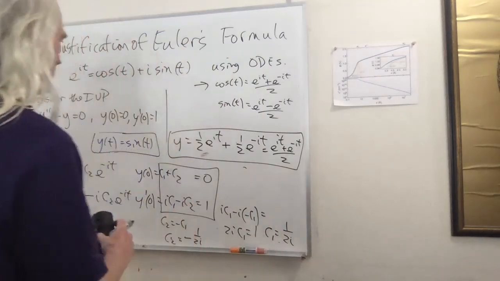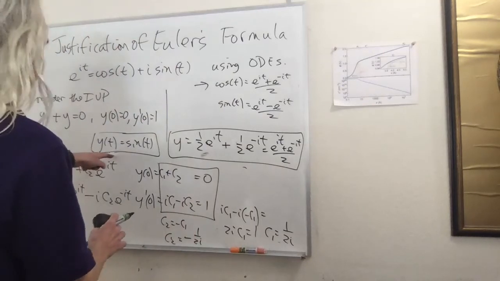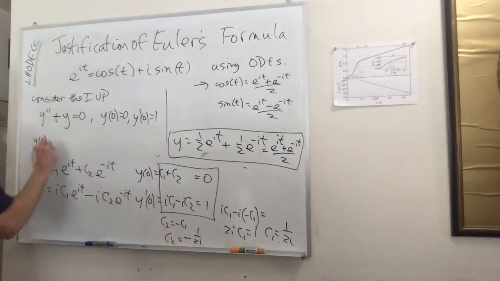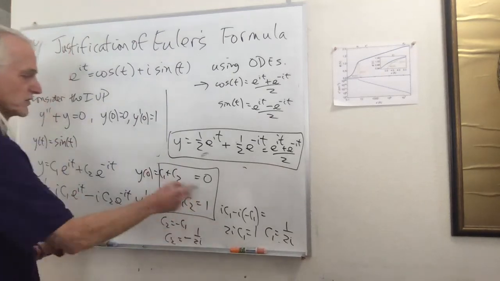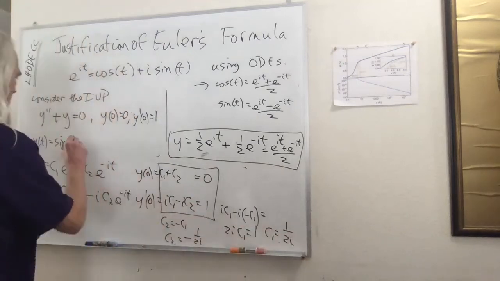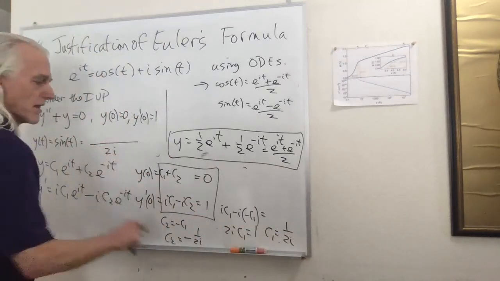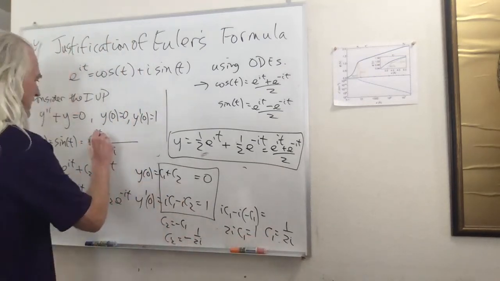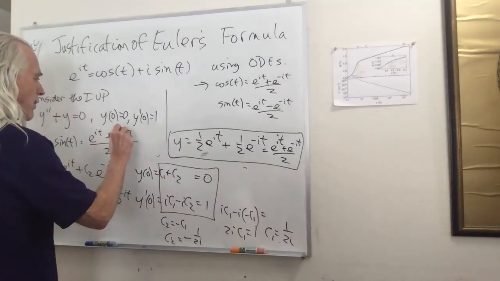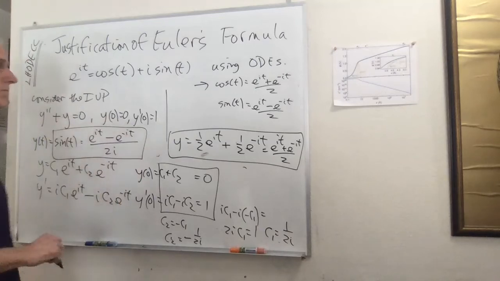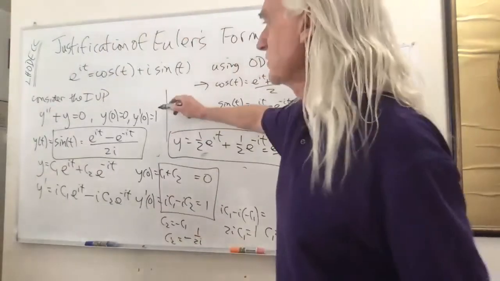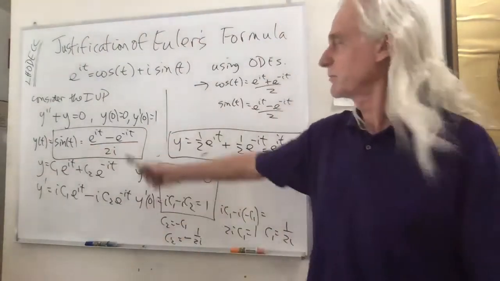So I put those together, and the solution to this guy here is, one way of writing the solution is sine of t by inspection. By solving this for c1 and c2, I get c1 is 1 over 2i, c2 is negative 1 over 2i. I need the negative sign here. And I've got the second formula. The one and only unique solution to this initial value problem can be written as sine t. It can also be written that way if you want.